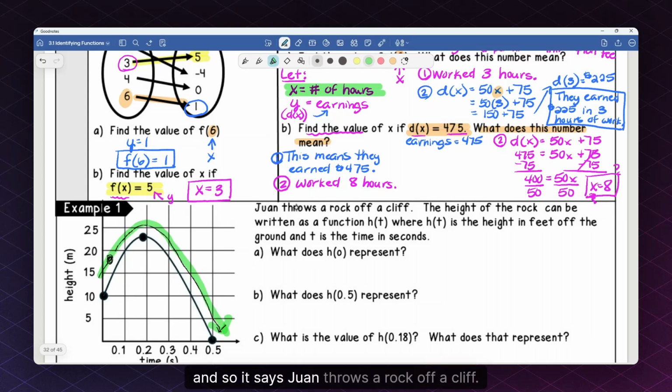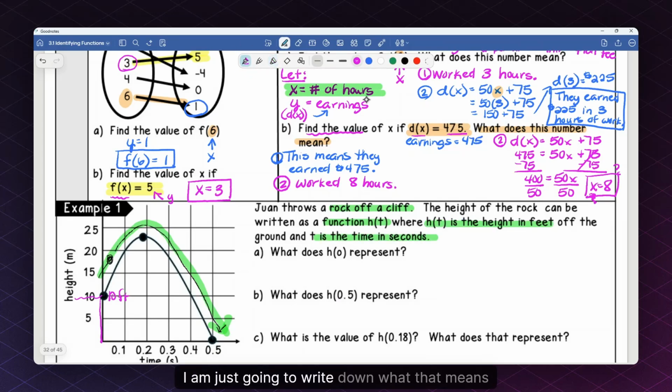And so it says Juan throws a rock off a cliff. So then it makes a lot of sense that they're over here, some amount of feet off the ground. So they're on a cliff. This is my cliff, and it turns out that's like 10 feet off the ground. So the height of the rock can be written as function h of t, where h of t is the height in feet and t is the time in seconds.